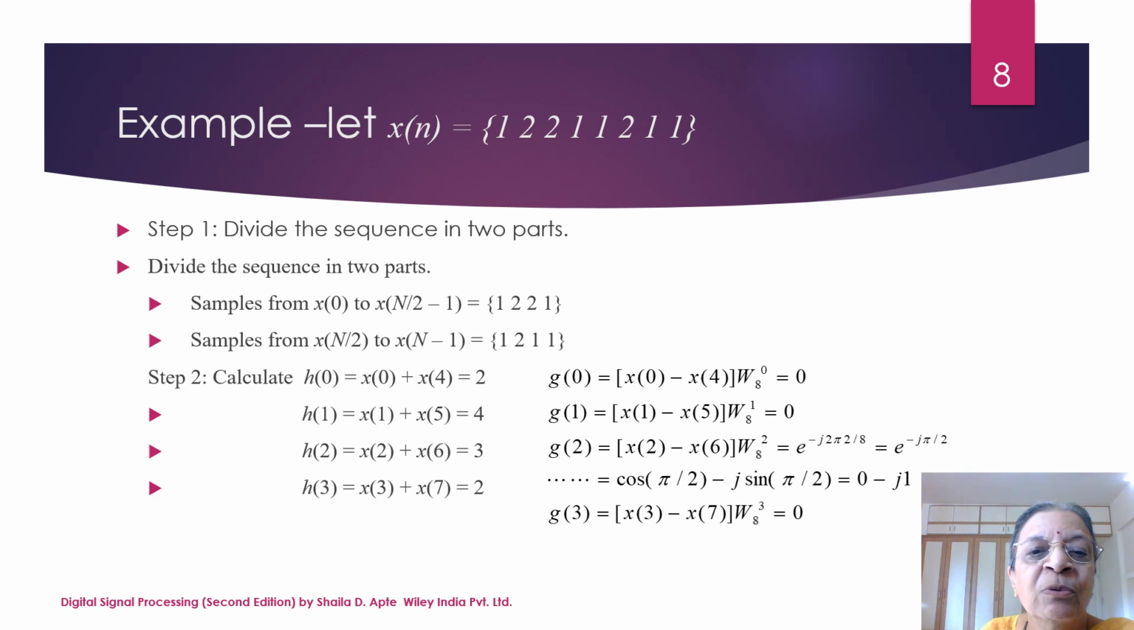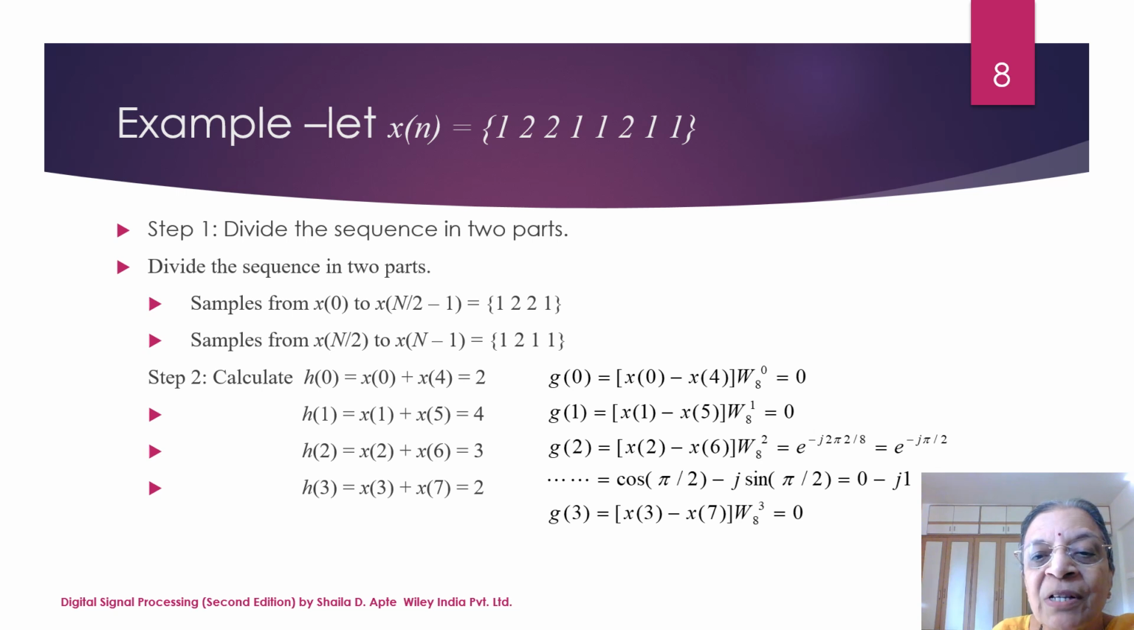Then step number 2, calculate Hn and Gn. So what is Hn? H of 0 will be equal to x of 0 plus x of 4. H1 is calculated as x1 plus x5. H2 is calculated as x2 plus x6. H3 will be calculated as x3 plus x7. So it comes to 1, 4, 3 and 2. Is that right? Now compute Gn.